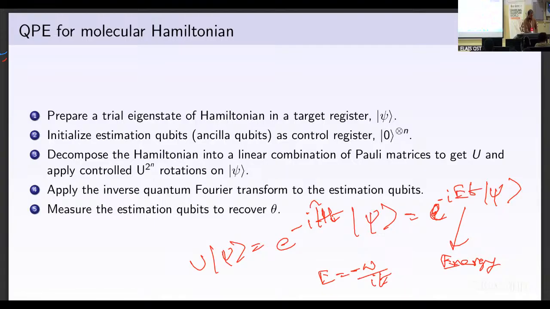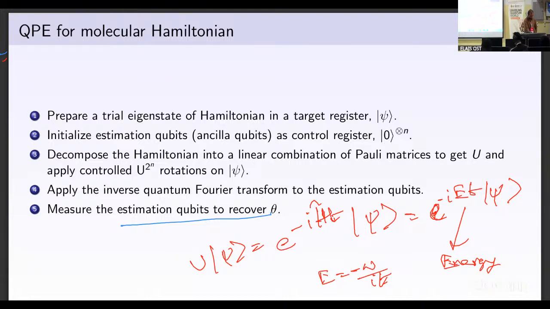So we find omega from the measurement of the ancilla qubits, and then we get energy directly from the circuit. So the beauty of this thing, compared to the classical calculation of the molecular Hamiltonian, is that there we have to diagonalize it. As you know, diagonalizing a Hamiltonian or a matrix is always a very costly procedure for a large basis. It scales as n to the power 3.